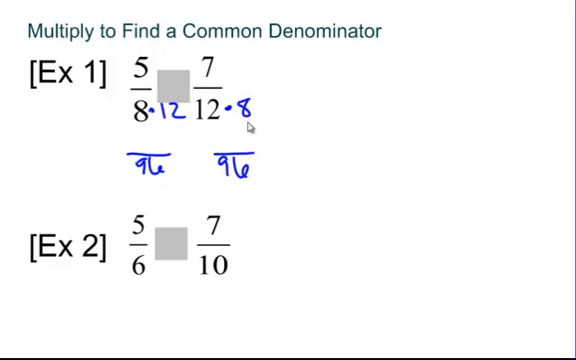But whatever we do to the denominator, we have to do to the numerator. So here I'm going to multiply by 12 and get 60. Multiply that by 8 and get 56. Now, we have 60/96 and 56/96ths, and we know that 60/96 is bigger. Try number 2 on your own.